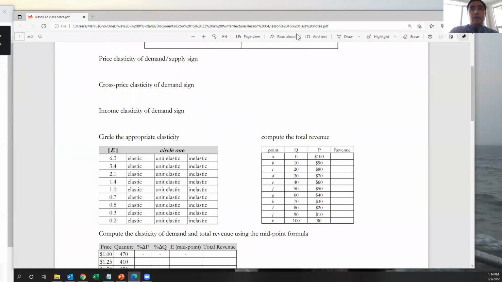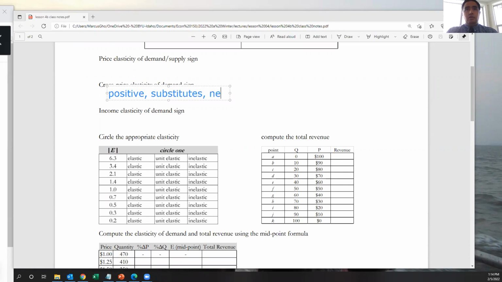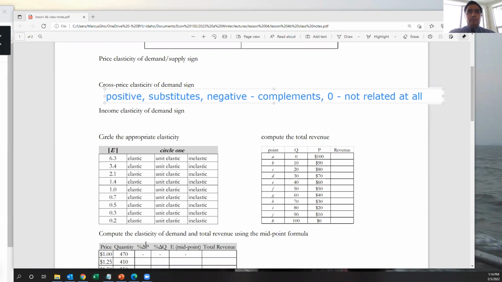Let's come back here and go to annotate again. Text. Positive, they are substitutes. Negative, complements. Zero, not related at all. So you might want to put something like that in your notes here, however you put that in there. Okay, we'll go back to this.